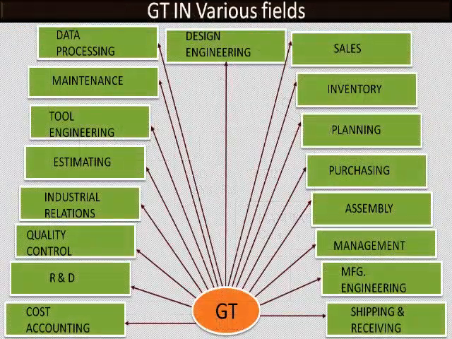Group technology is used in many fields of engineering, maybe design engineering, sales, inventory, planning, purchasing, assembly, management, manufacturing engineering, data processing, maintenance, tool engineering, estimations, industrial relations, quality control, cost accountancy. In a variety of fields of engineering, group technology is used.